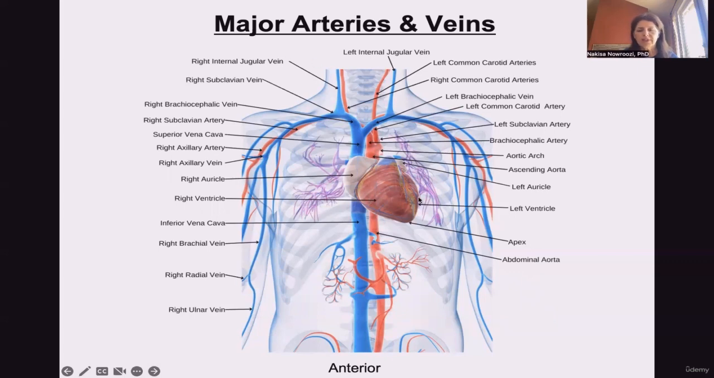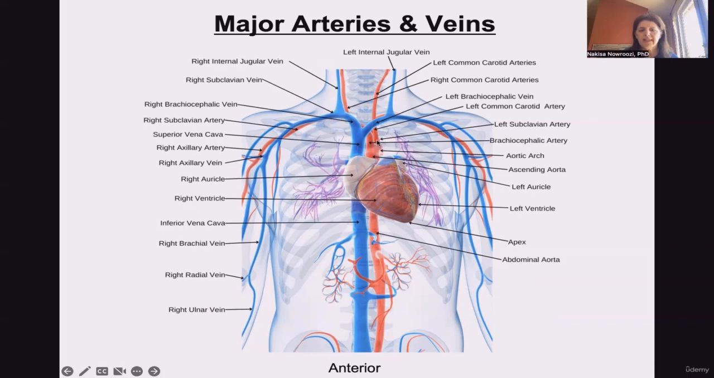You have the right ventricle, left ventricle, just so you know we are on the anterior end, apex, base, right auricle, left auricle. This one is the ascending aorta, aortic arch, and then it goes down to the descending aorta or thoracic aorta. Above the diaphragm is the thoracic aorta, below the diaphragm is called the abdominal aorta. You have branches of the aorta. Here also the brachiocephalic artery further subdivides into the right common carotid artery and right subclavian artery.